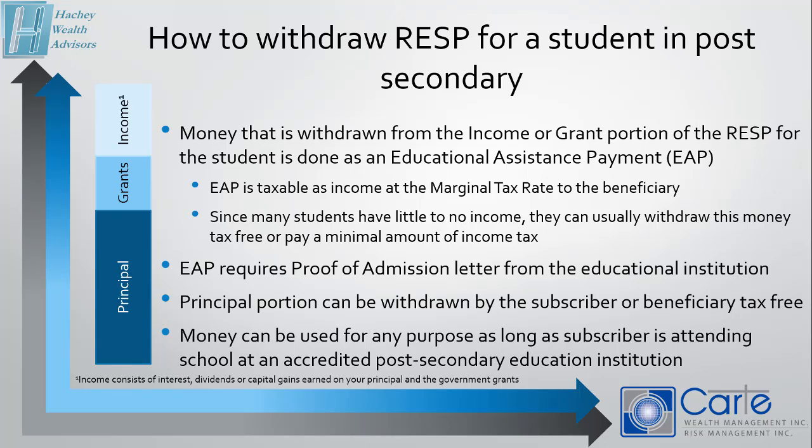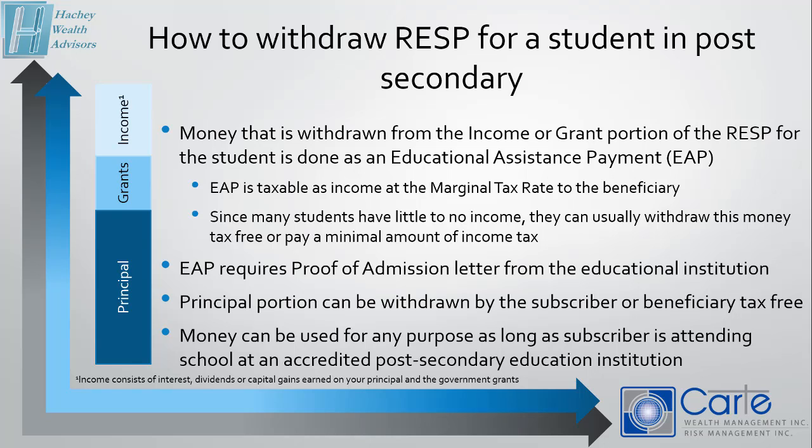After the grants, the next best advantage of having an RESP for your child is to be able to have your investment growth be withdrawn for your child in post-secondary, and rather than it being taxable to you at your marginal tax rate, it is taxable to your child at their marginal tax rate while they're at their lowest income years. Due to applicable federal and provincial tax credits, your child may not even have to pay taxes on those incomes and grants. Even if they have to pay income tax due to their EAPs, it's likely to be a very small amount.